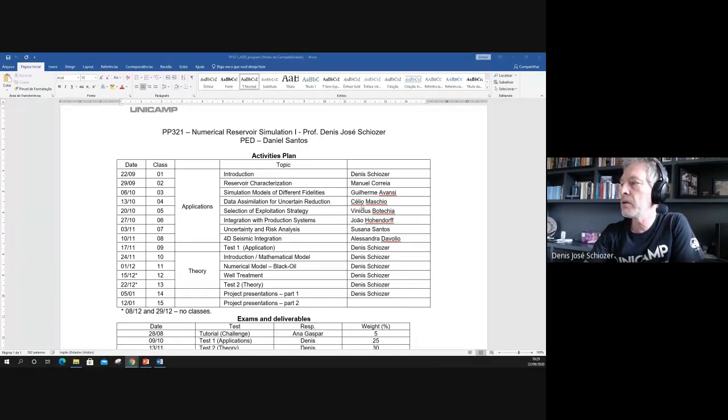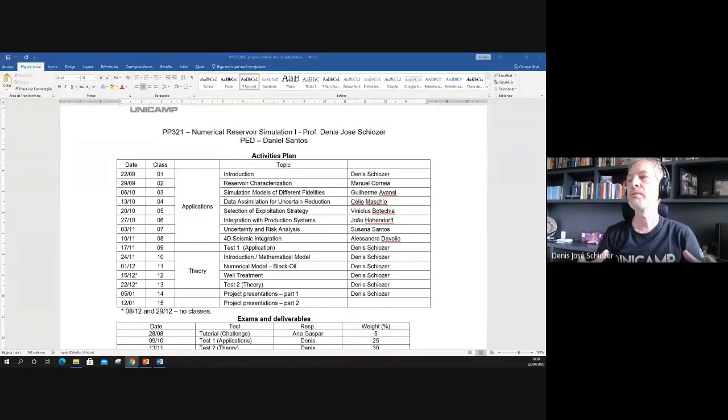Then we're going to have one class about data assimilation for uncertainty reduction, which will be given by Célio. He will concentrate mainly on the data from the wells. And then Alessandra will talk about data assimilation with seismic 4D, but as she was on vacation, her seminar will be a little bit later, after the other seminars, but there is no problem in doing that.